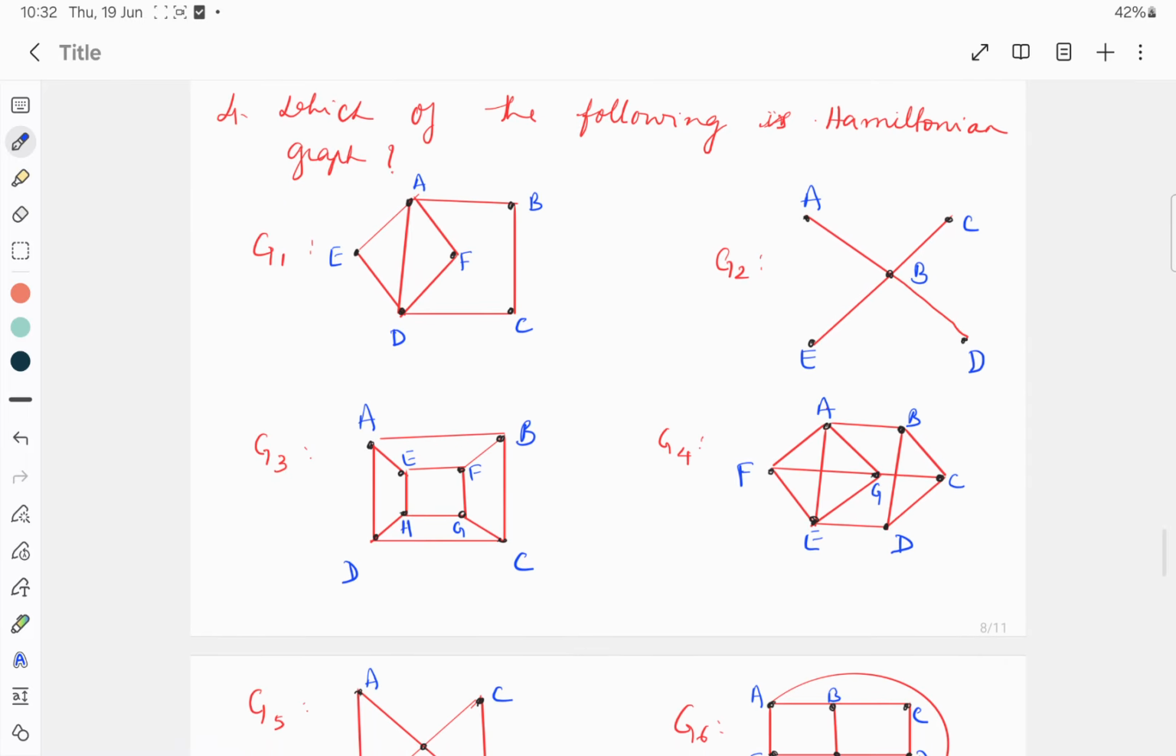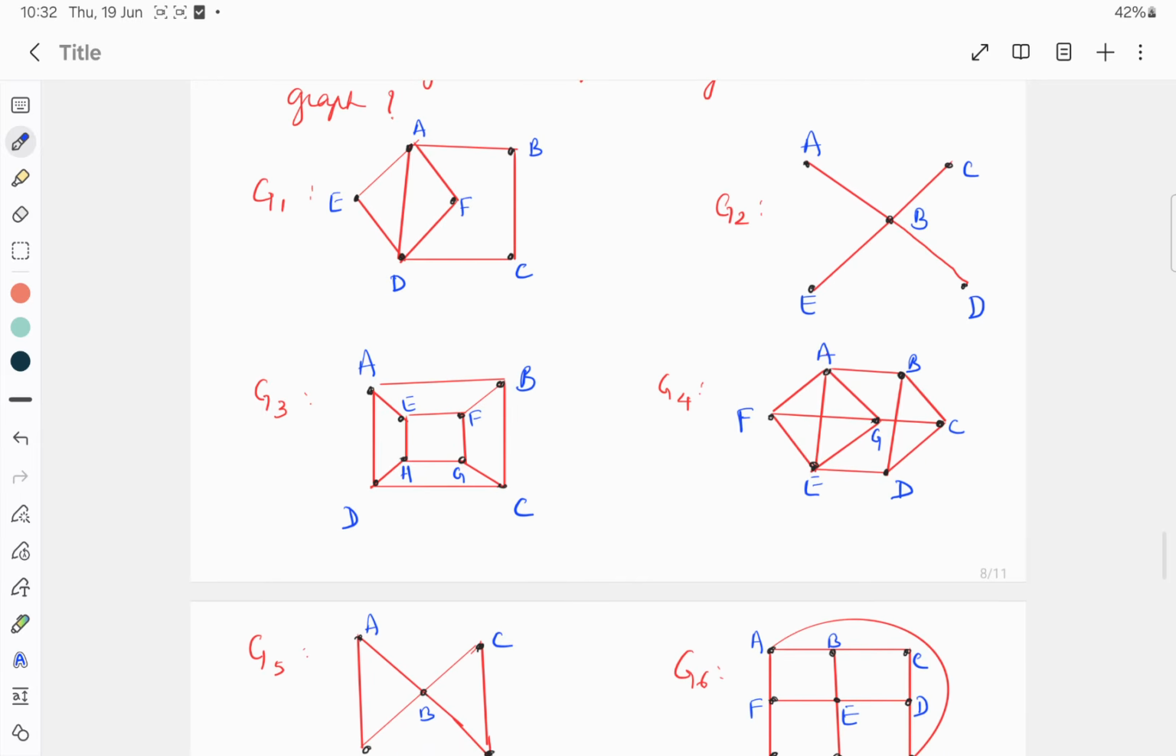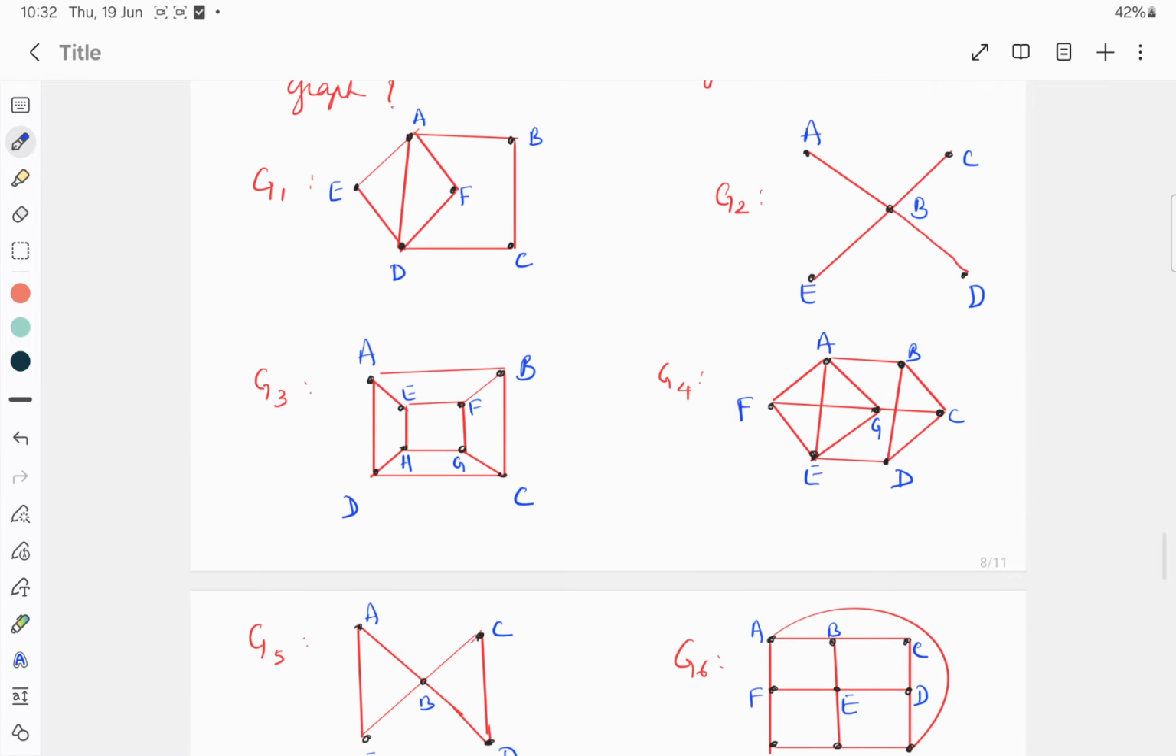So next let us consider these examples. Which of the following is a Hamiltonian graph? Graphs G1, G2, G3, G4, G5 are given. So now let me consider graph G1. What is a Hamiltonian graph? It is a cycle in which all the vertices are covered only once, right? A, B, C, D, F. Again I'm coming back to A. Or if I traverse A, B, C, D, E, A, F is left out. So it is not a Hamiltonian graph.